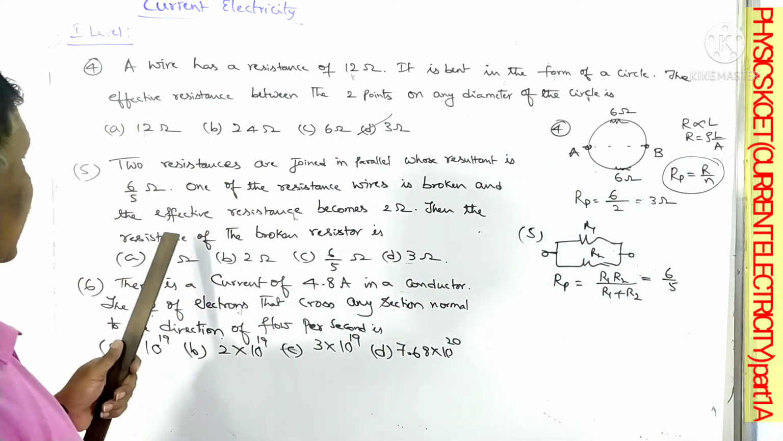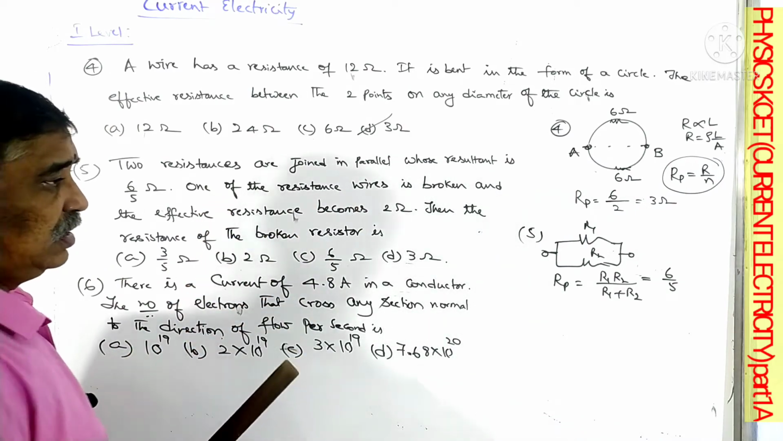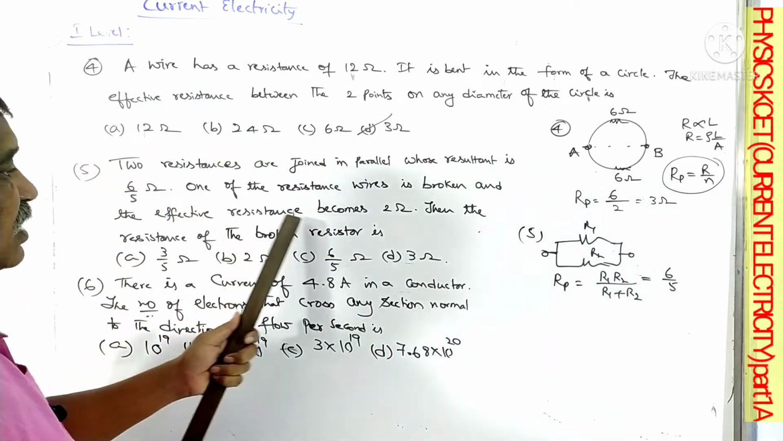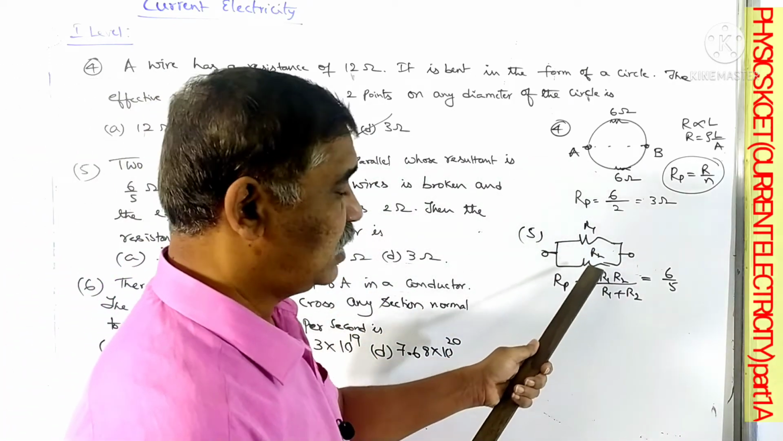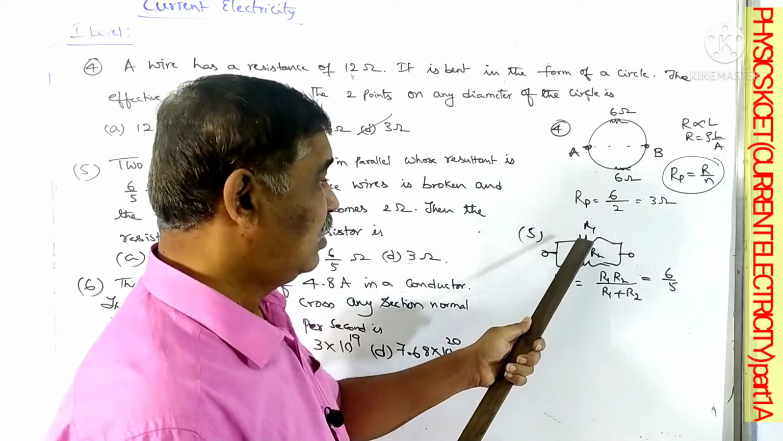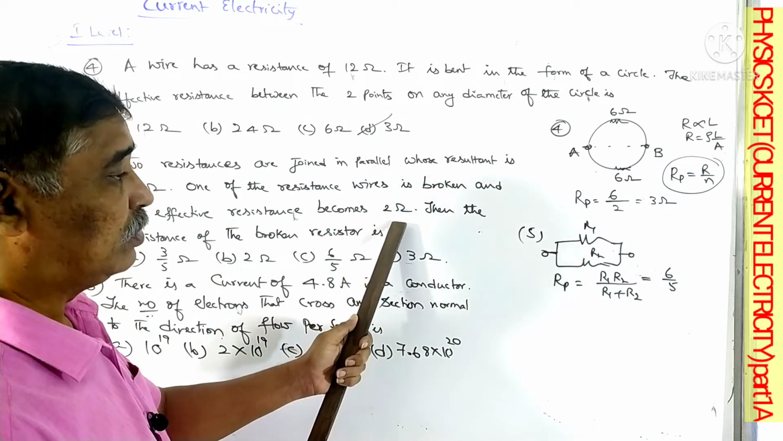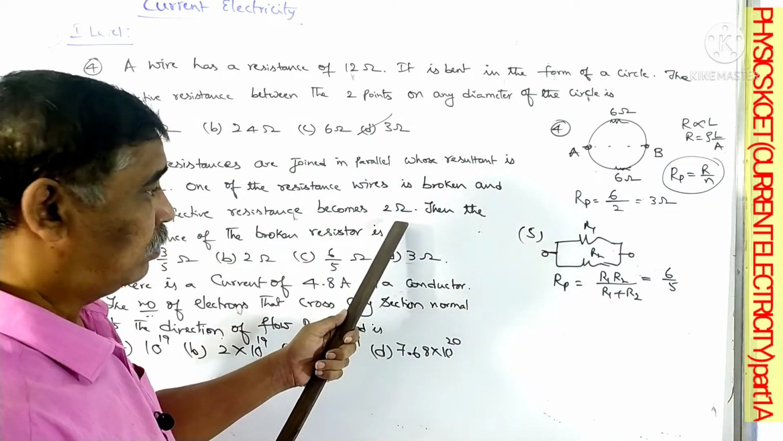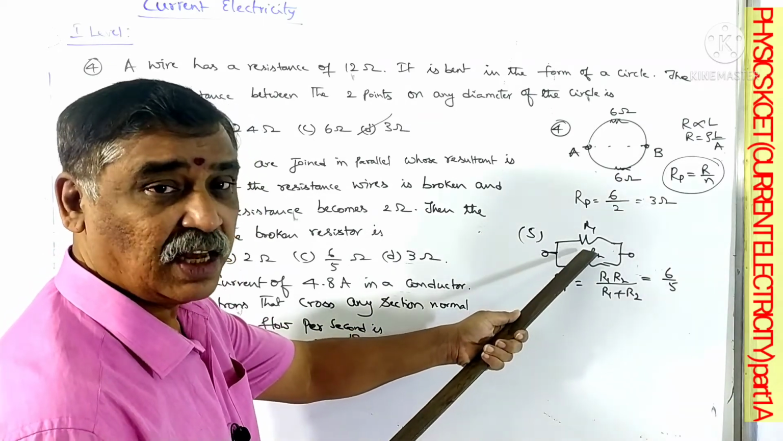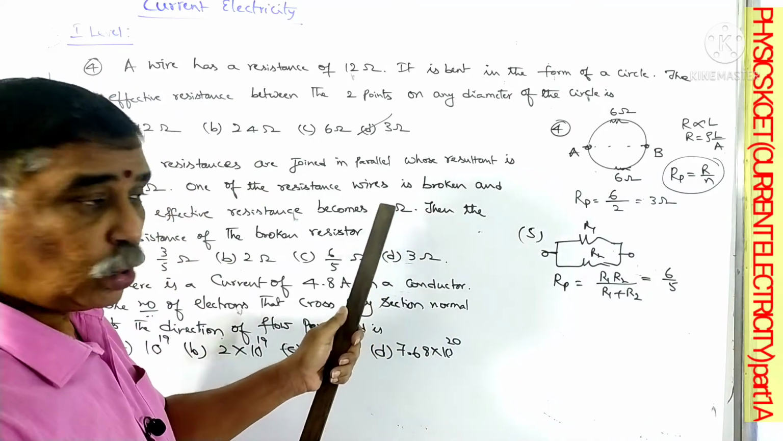Now in the next line it says if one of the resistances is broken, say R2 is broken, then the effective resistance becomes 2 ohm. That means when R2 is broken, there will be only one resistor, that is R1. So indirectly it is given the value of R1 is 2 ohm. When one of the resistors is broken, only one wire is left out, and the effective resistance is given as 2 ohm.